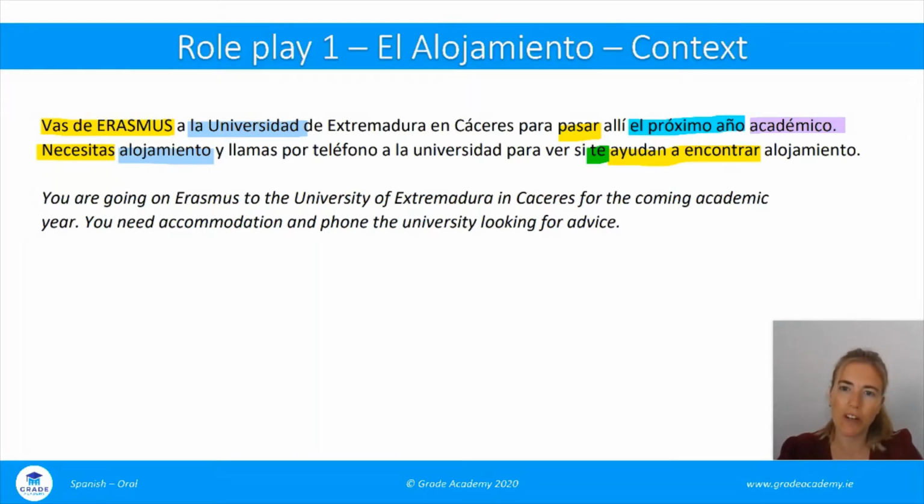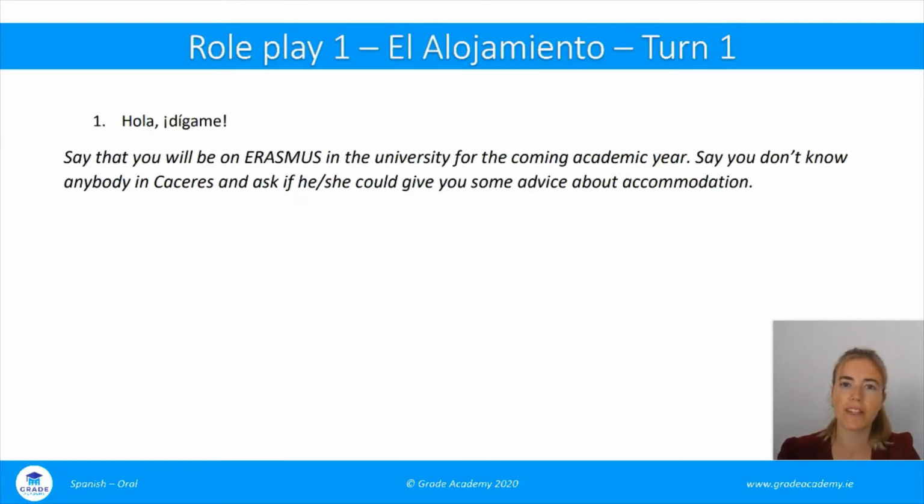Roleplay 1, el alojamiento. So the context is, vas de Erasmus a la Universidad de Extremadura, en Cáceres, para pasar ahí el próximo año académico. Necesitas alojamiento y llamas por teléfono a la universidad para ver si te ayudan a encontrar alojamiento. So you can read the context there for yourself in English. This is turn 1, and the examiner will say something along the lines of, hola, dígame.